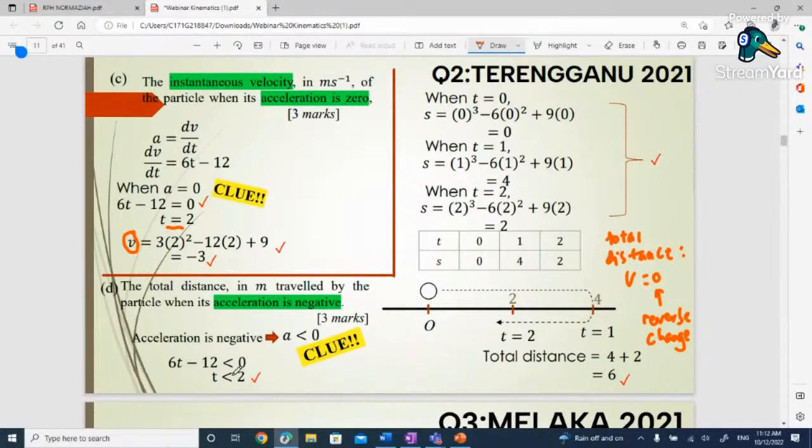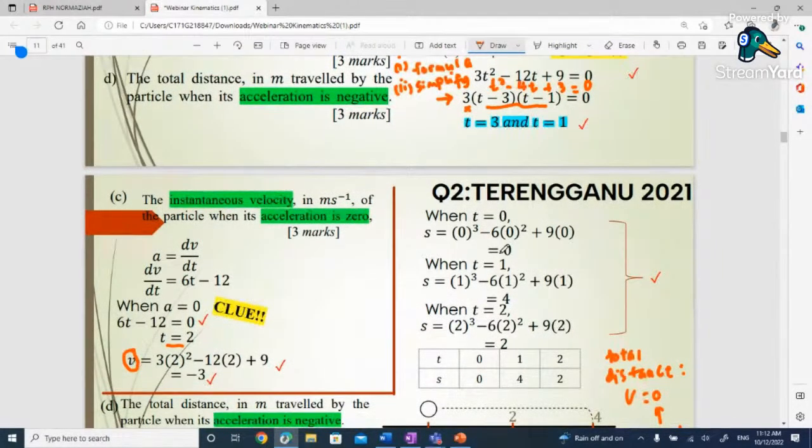So kita kena buat one by one. So kita kena ada 3 steps. Number 1, when it started. When it started, mestilah T equals to 0. And then the particle is moving kan. When it's moving, lepas tu dia change direction at 1. So kita kena cari when T equals to 1. Dapatlah displacement equals to 4.